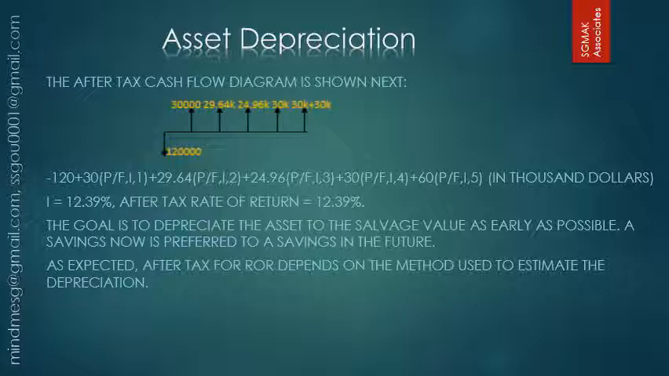There are other methods available, but these three are commonly used: the sum of years digit method, straight line depreciation, and double declining balance. Hopefully you'll find it useful.